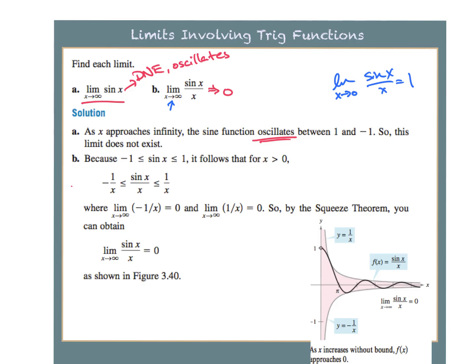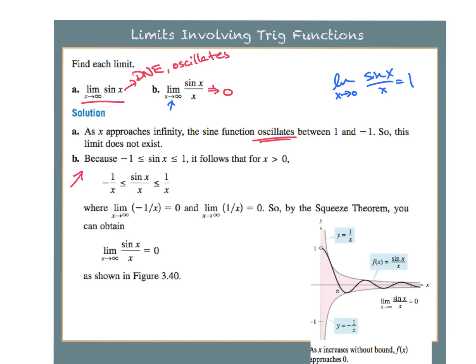However, if you wanted to look at the bookwork, this is what you do. Sine is bounded between what? Negative 1 to 1. Then, because you wanted to, you just divide everything by x. And then if I take a limit to infinity, negative 1 over infinity would be 0, and 1 over infinity would also be 0. Therefore, the limit of sine x over x is also what? 0, by the squeeze theorem.